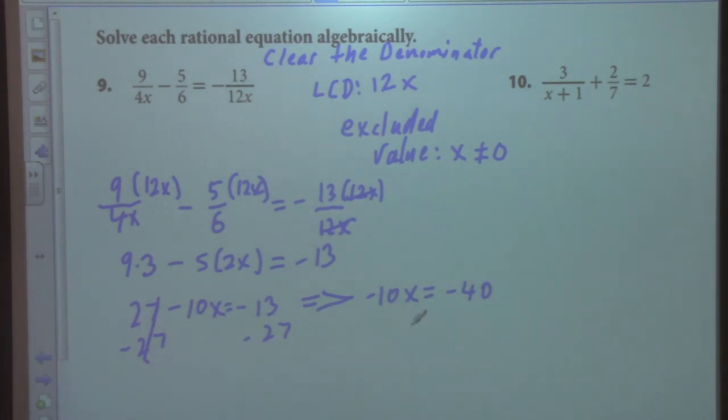And so x is equal to 4, because we're dividing by negative 10. The last thing you do is check whether this happens to be an excluded value. Since x equals 4 is not an excluded value, then x equals 4 is a real solution.